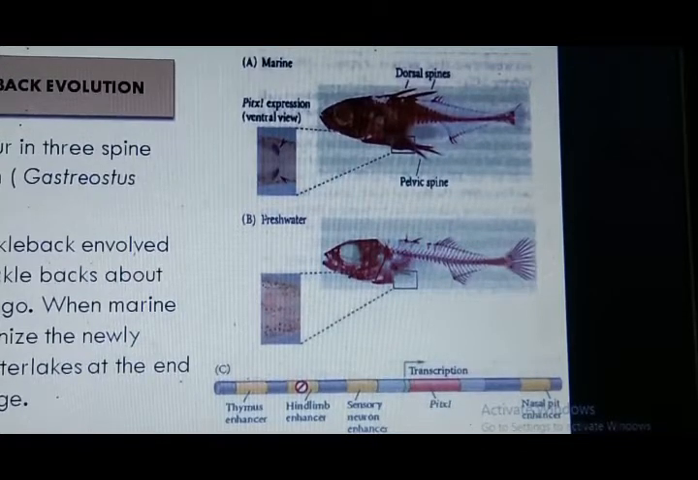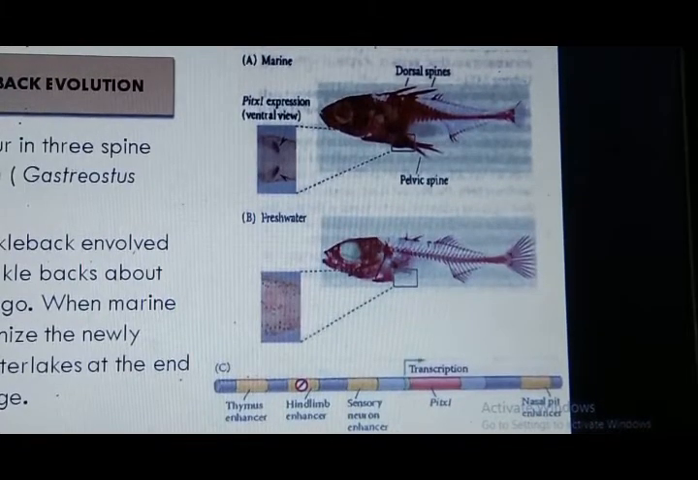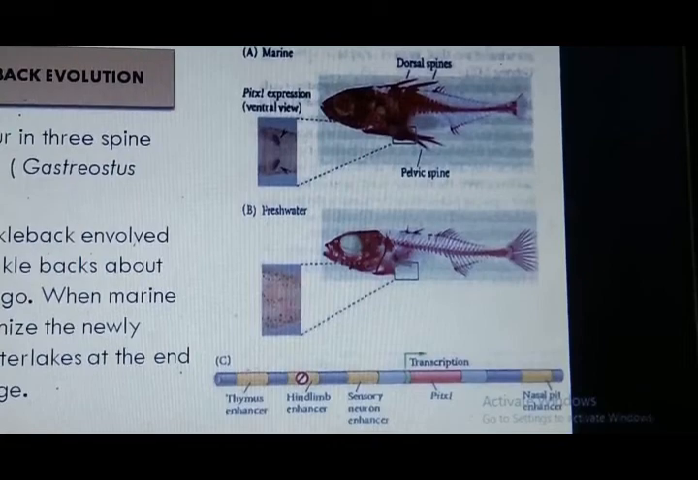Okay, and in picture number 3, there is a model of the evolution of pelvic spine loss, where the enhancer region is postulated to reside near the PITX1 coding region. This enhancer directs expression of the gene in the thymus, pelvic spine, sensory neuron, and nasal pit, respectively. In the freshwater population of the threespine stickleback, the pelvic spine or hind limb enhancer module has been mutated, and the PITX1 gene fails to function. Okay, this is about the picture.